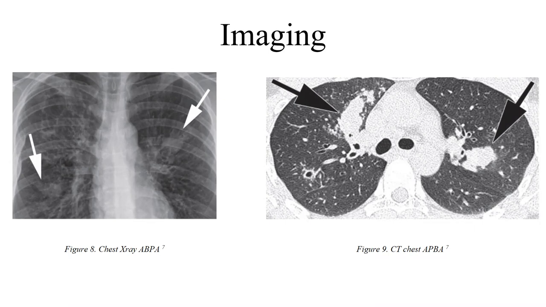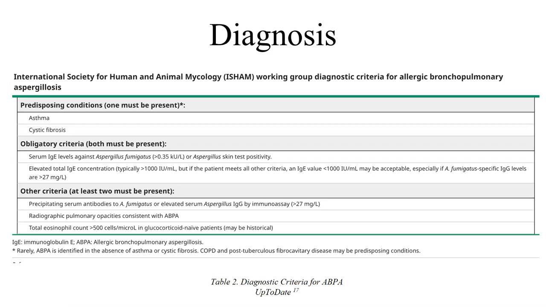In terms of the diagnosis, I think this is a really helpful chart. I often keep this close by in clinic when I'm seeing patients. It's derived from the International Society for Human and Animal Mycology. So it goes through what you should be looking for and what is required for you to proceed with a diagnosis of ABPA. So predisposing conditions should be involved. We talked about asthma and cystic fibrosis as the main ones.